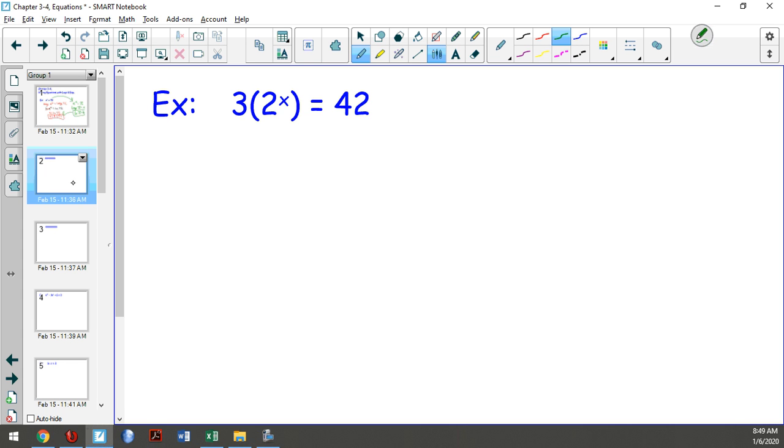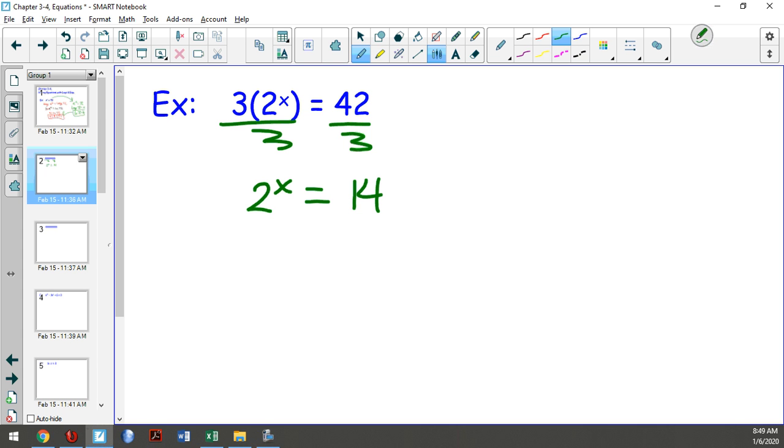So how do I solve this? 3 times 2 to the x is equal to 42. What would you do first? I need to get the base, which is 2 to the x, by itself. Isolate that. So what do I have to get rid of if I'm isolating the exponential part? Divide by 3, right? So if I'm going to divide both sides by 3, I have 2 to the x is equal to, what's 42 divided by 3? 14.